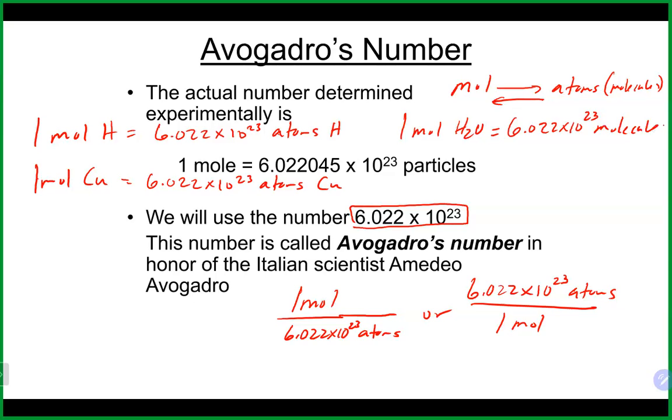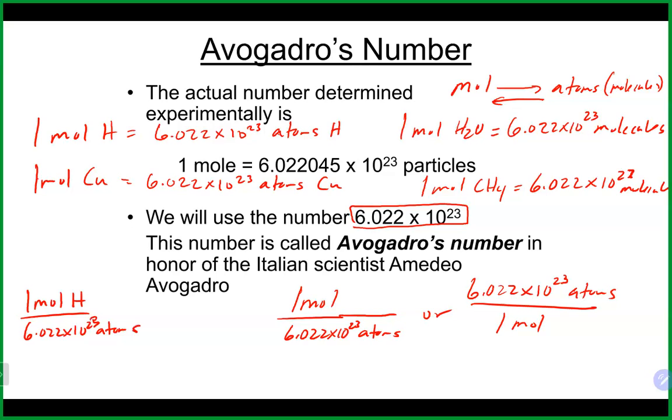Here we're going to use molecules because water is a molecule, right? The other one we used atoms because it's an element. If I have 1 mole of methane, I would have 6.022 times 10 to the 23 molecules of methane. So once again, you can write these as conversion factors, like 1 mole of hydrogen is 6.022 times 10 to the 23 atoms, or 6.022 times 10 to the 23 atoms up on top, 1 mole of hydrogen.